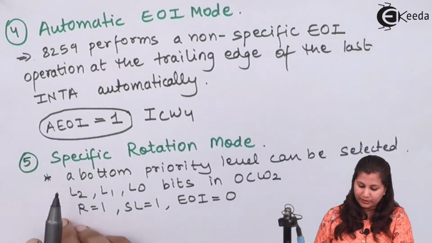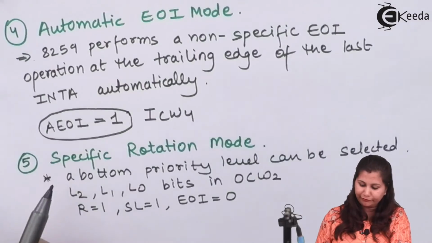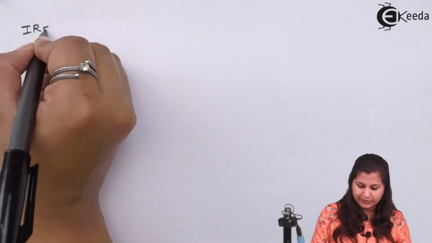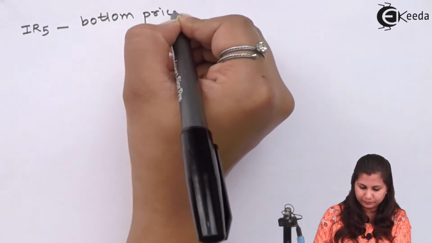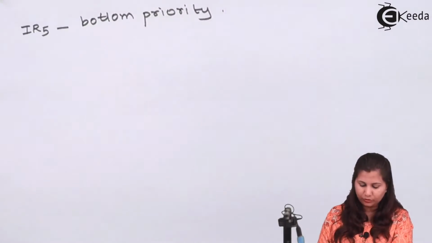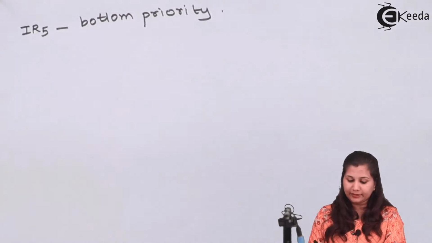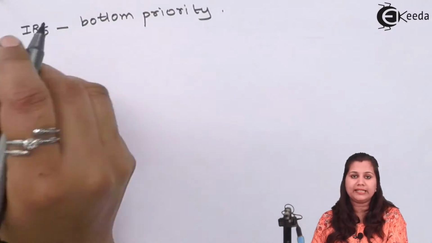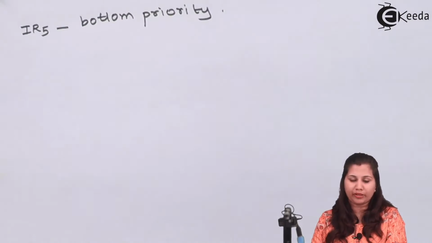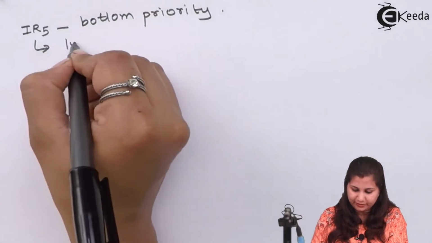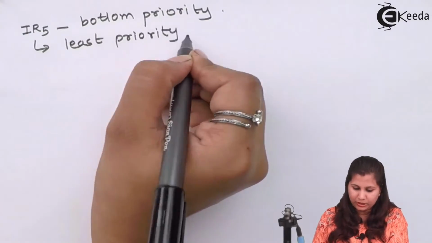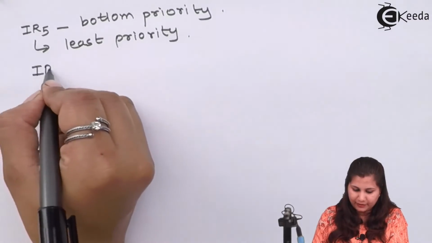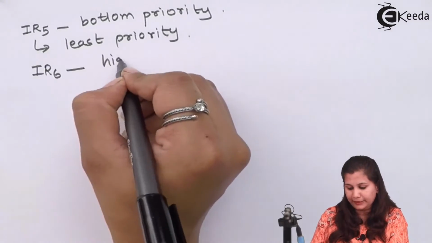Now, let's take an example: suppose interrupt request 5, that is IR5, is selected as the bottom priority. Bottom priority means that the interrupt request 5 has the least priority among all the interrupt requests. So IR5 will get the least priority, and IR6 will have the highest priority.